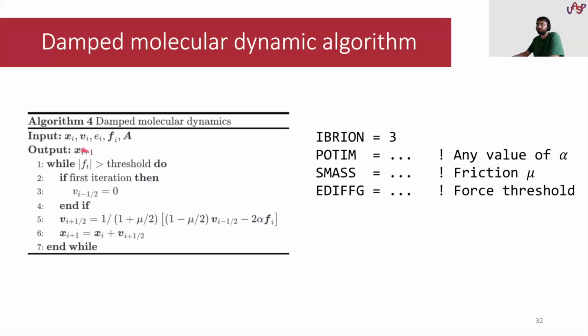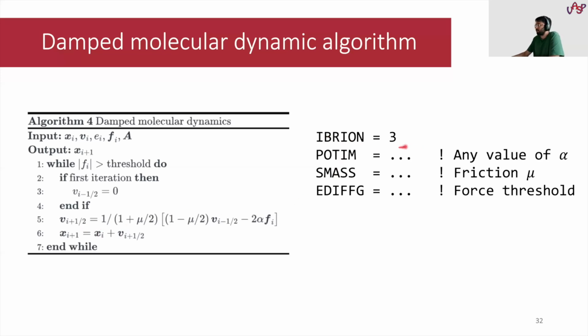You have positions, velocities, energies, forces, and lattice vectors. You get the new positions. These new positions are basically given as a sum of the old positions and the velocities that are determined at that half step. And then you basically sum them together and you get the new positions. That's pretty much it. How do you activate this within VASP?